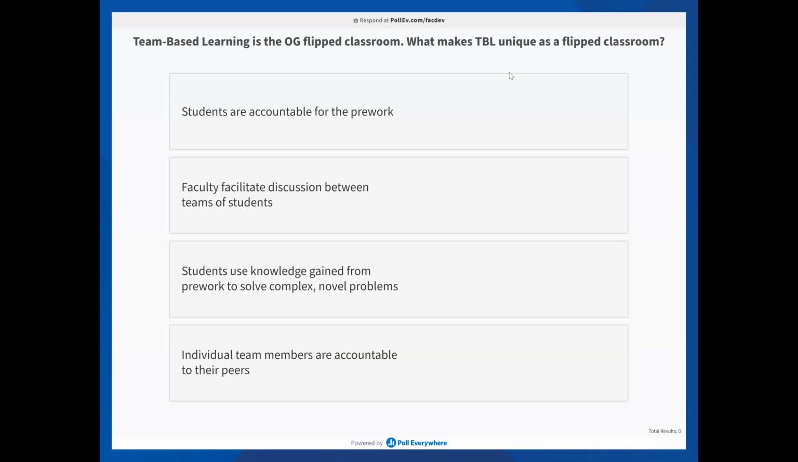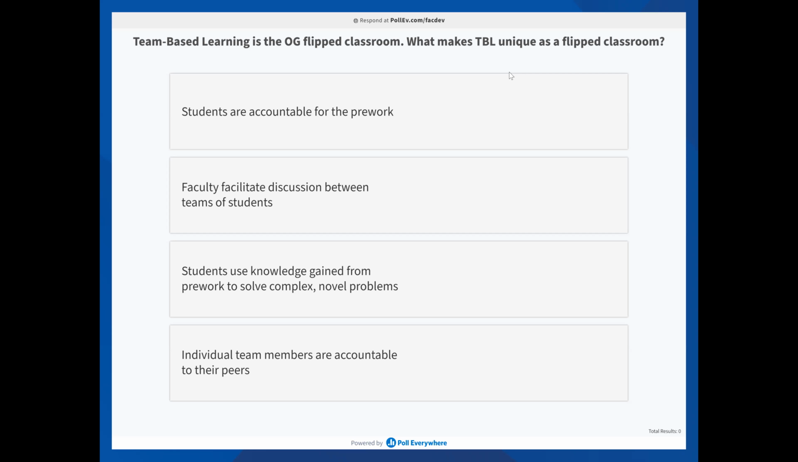So here, team-based learning is the original flipped classroom. What makes TBL unique as a flipped classroom? This is kind of a really bad question because the answers are pretty similar. First, students are accountable for the pre-work. Second, faculty facilitate discussion between teams of students. Third, students use knowledge gained from pre-work to solve complex novel problems. And fourth, individual team members are accountable to their peers.